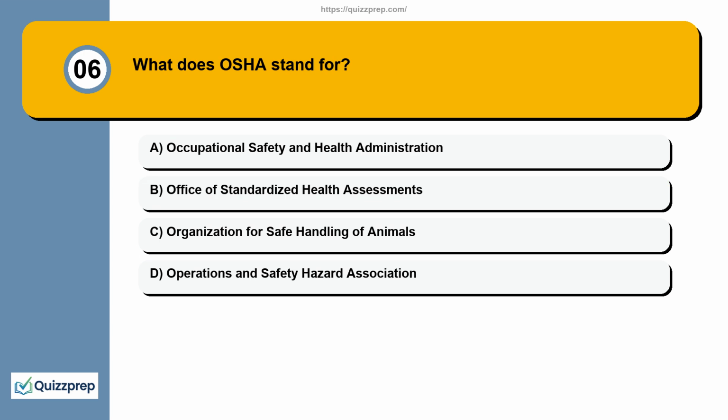Question 6. What does OSHA stand for? Here are your options. Option A. Occupational Safety and Health Administration. Option B. Office of Standardized Health Assessments. Option C. Organization for Safe Handling of Animals. Option D. Operations and Safety Hazard Association.